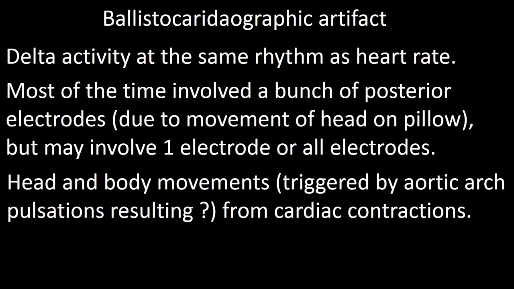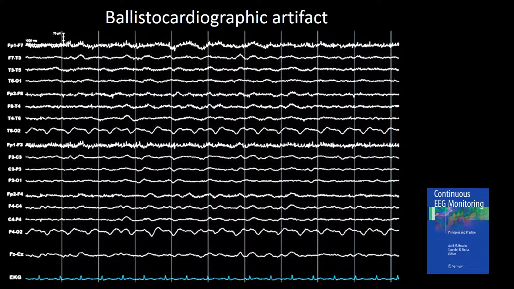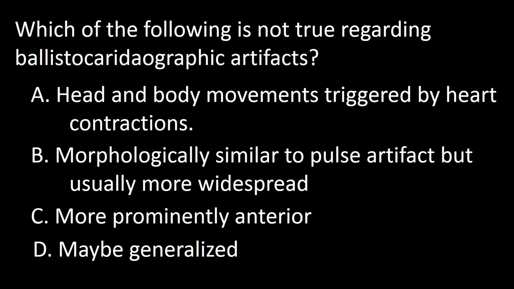The artifacts are produced by head and body movements, and they are likely due to pulsation of the aorta as a consequence of cardiac contraction and the closeness to the heart. The artifact improves by using a roll towel beneath the head, thus removing the head from the pillow. This is an example of a ballistocardiographic EEG artifact. As you can see, it is more prominent in the occipital electrodes, but it spreads forward. So the answer to this question is C.